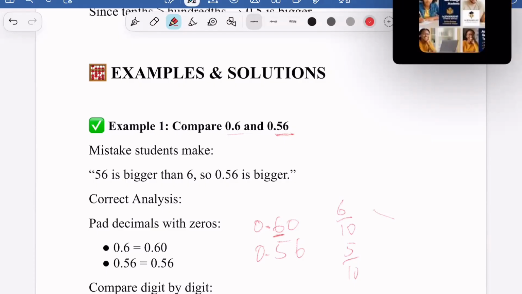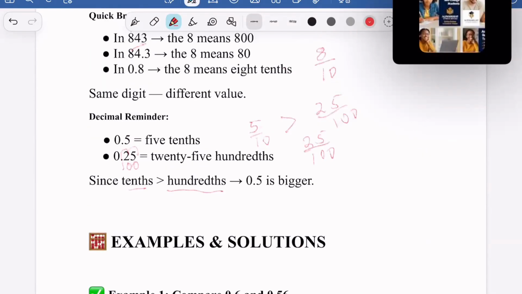So you can now see clearly that 0.6 at the end of the day is bigger than 0.56. All right. So that is bigger than that. So that's why we compare digit by digit.